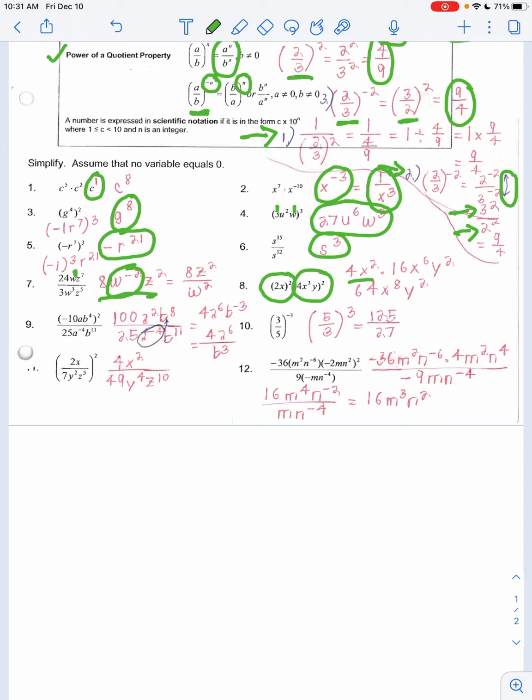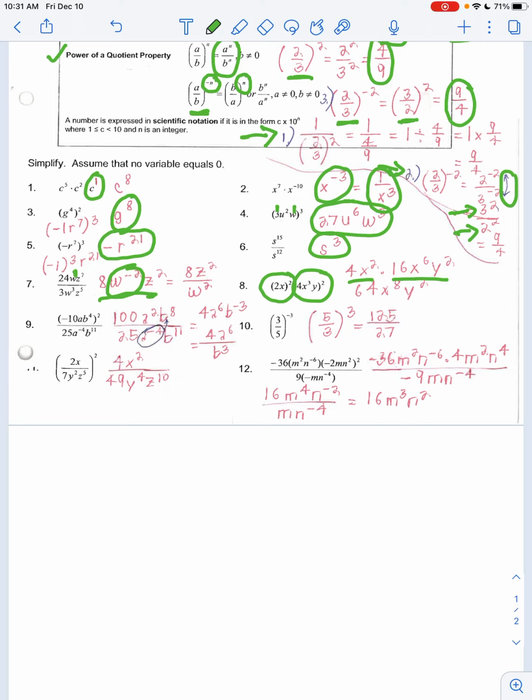And then when you square 4x to the third y, the 4 squared is the 16. And then for x, when you multiply those bases, you get x to the 6th, and for the y, you get y to the 2nd.